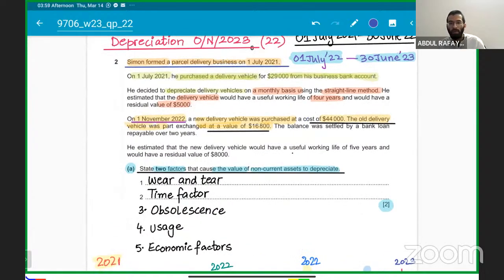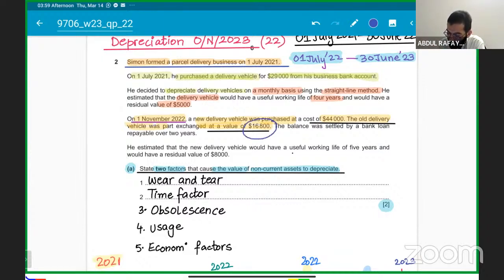Now, how will the cost be split for this 44,000? That is what we need to understand. Simon went to the place where he is going to buy the new vehicle. He told the person selling the vehicle, I am giving you my old vehicle which was 29,000, how much will you take money for it? How much will you take for it?